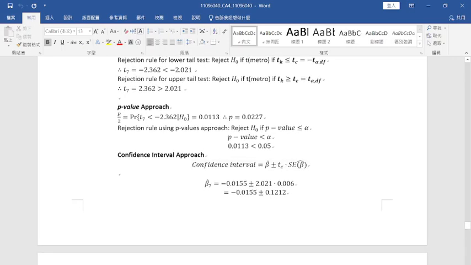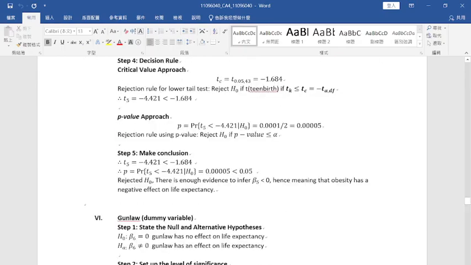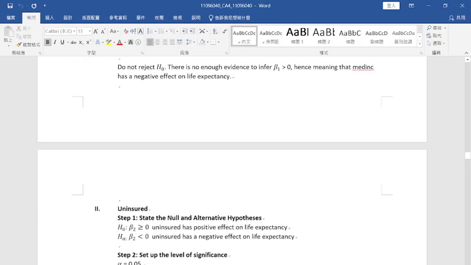This is the confidence interval approach. Yes, so this is not right. Is this right? No, this is not right. Yeah, I already double checked it with the Excel.